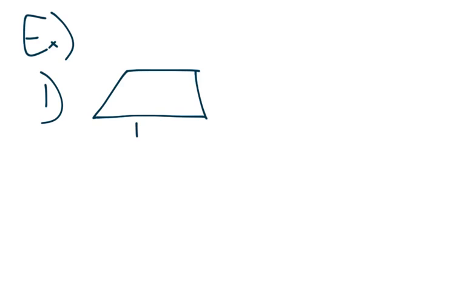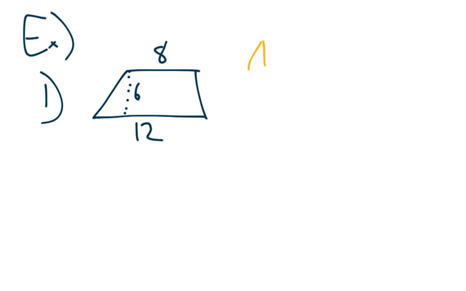So examples. Number 1, we're going to find the area. Again, you have to be given a lot of the information here. So let's say that this is 12. Let's say that this is 8. And you are told that the height here is 6. So it's all about plugging and chugging into the formula.